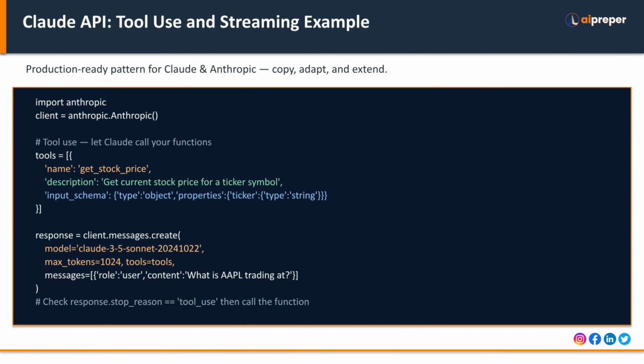This code example demonstrates a production-ready pattern for tool use with the Claude API, including defining tools and creating a message request. This allows Claude to call external functions.